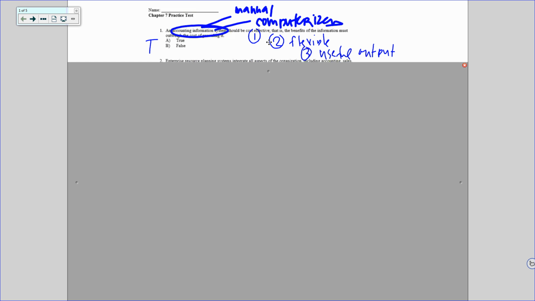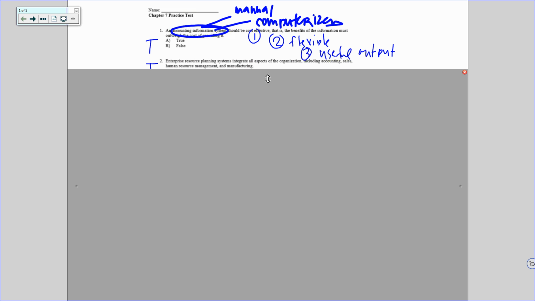So number 1 is true. Remember, an AIS, an accounting information system, although it sounds very computerized, could be either manual or computerized. And the 3 pieces that need to be considered are, number 1, is it cost effective? Is it flexible? And is it usefully outputting stuff?